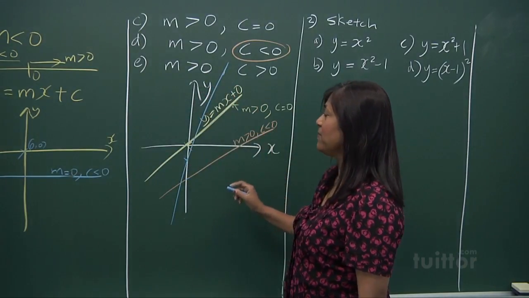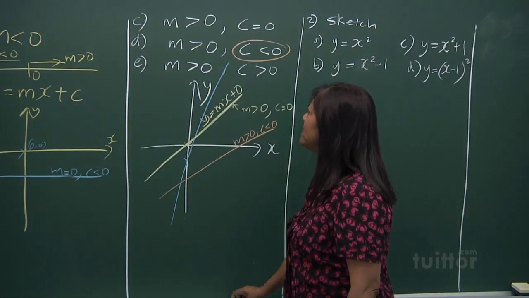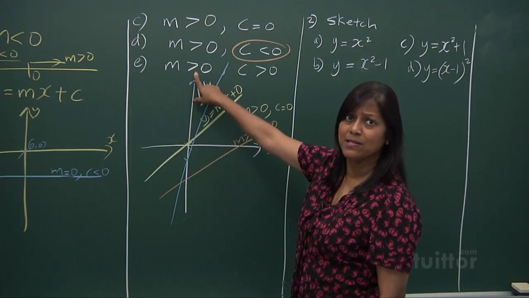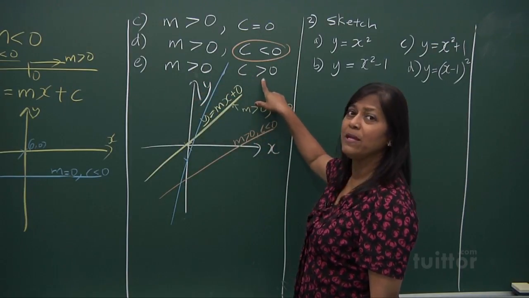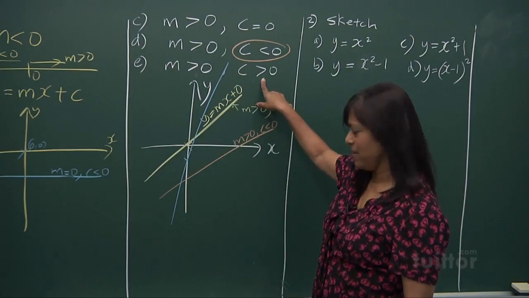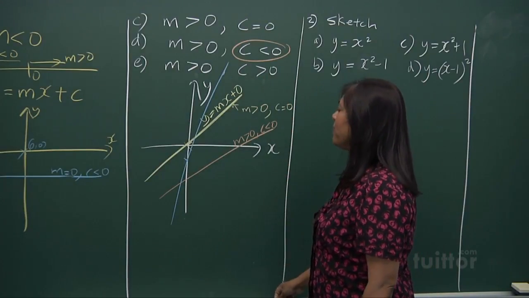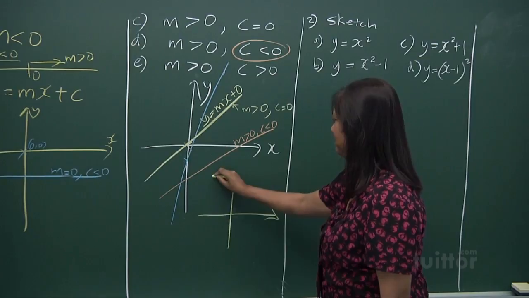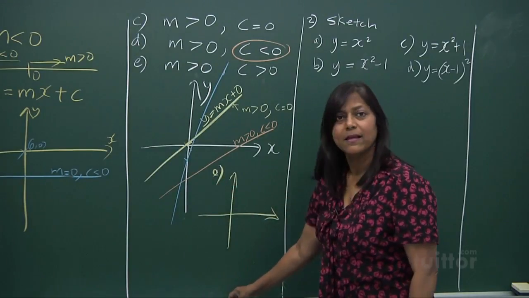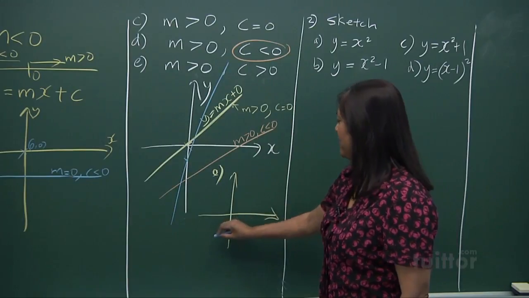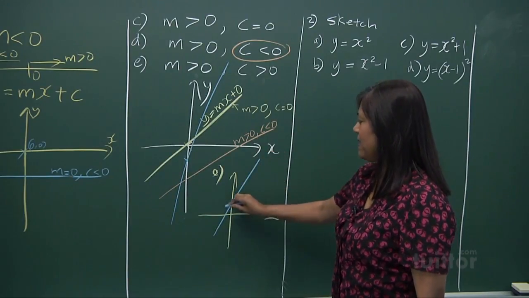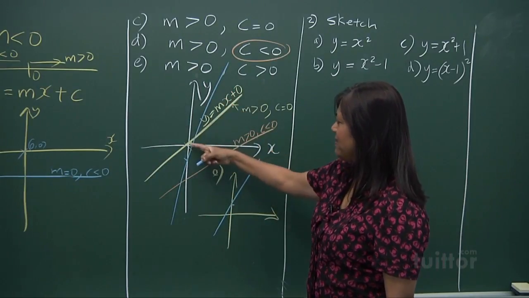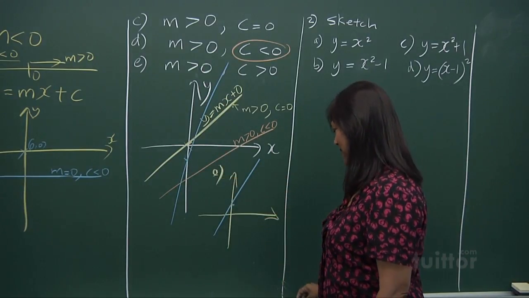All these are positive gradient. What happens if I said, hey, I want m to be greater than 0 and c to be above 0? Well, I'm sure you know by now what the graph looks like. Can you make a guess? Yes, it is a positive gradient with a positive c, cutting above the x-axis. Unlike here, where c is less than 0, below the x-axis.